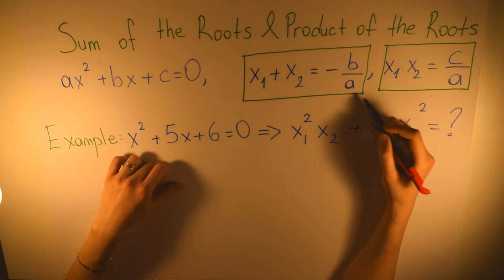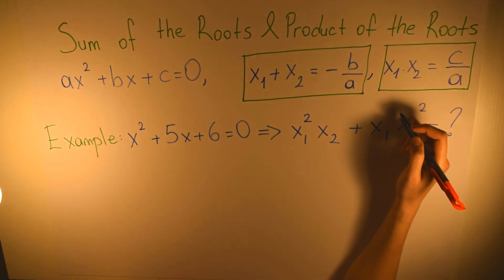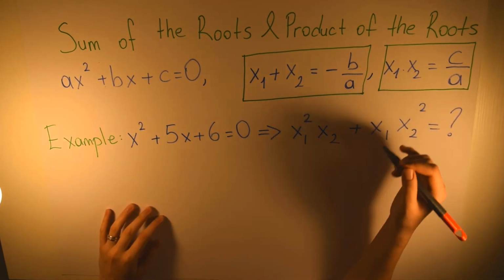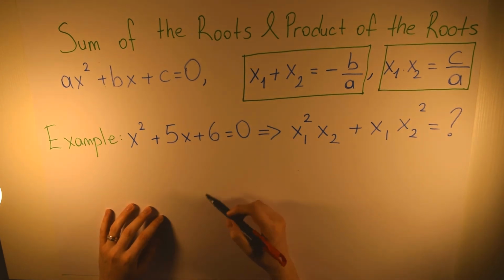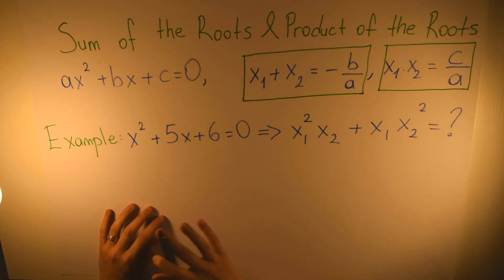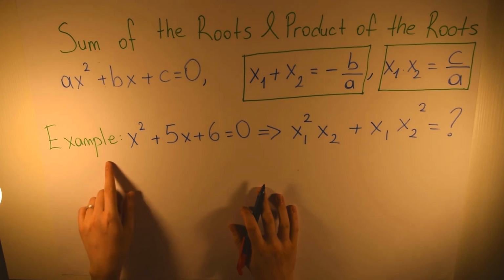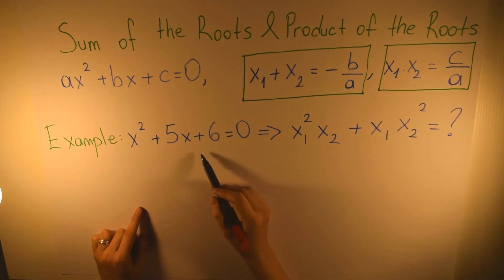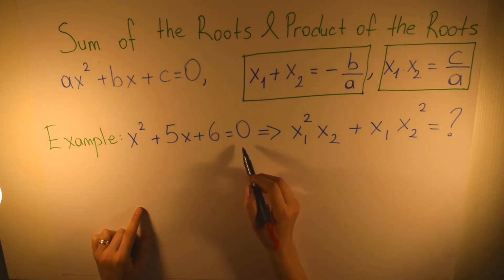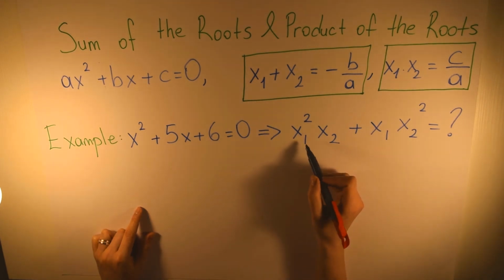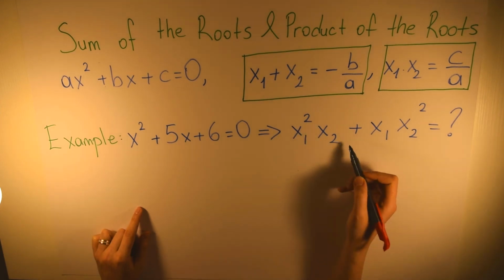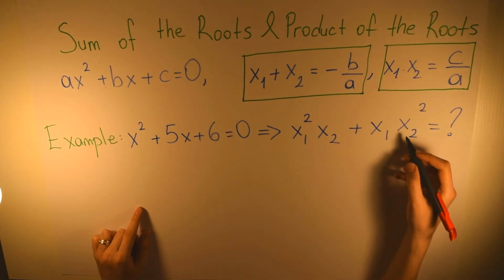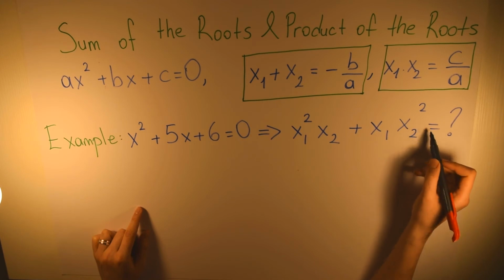So these two formulas you have to know in order to find the answers for questions when they ask you the sum of the roots or the product of the roots. So let's see this example. Here we have x squared plus 5x plus 6 is equal to 0, and it asks for x1 squared x2 plus x1 times x2 squared.